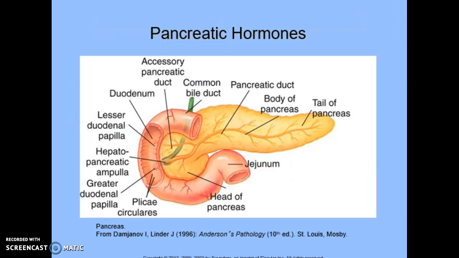So the main role of insulin and glucagon is to regulate the metabolism of proteins, fats, and especially carbohydrates. And the insulin is produced in the islets of Langerhans. And so here we're looking at pancreatic hormones, and we have the diagram of the pancreas here.